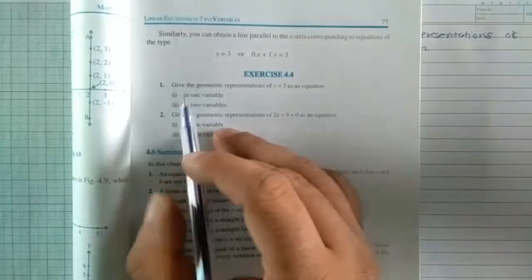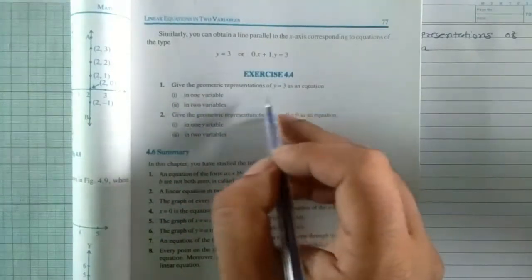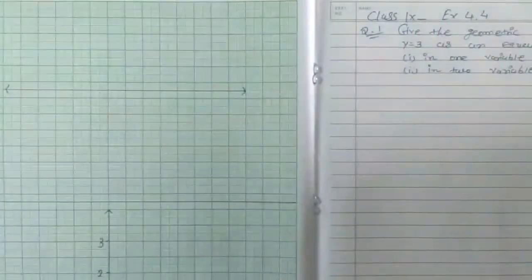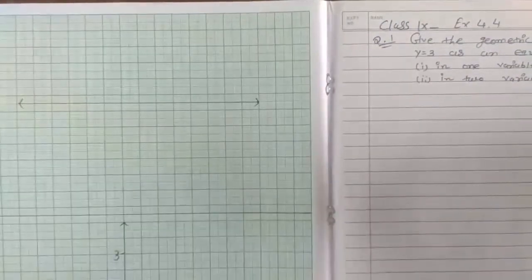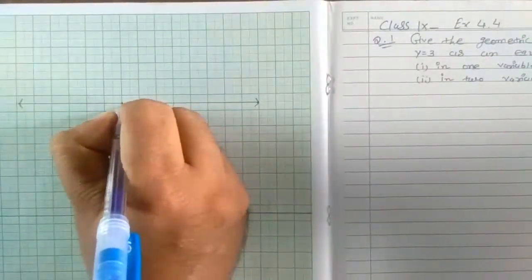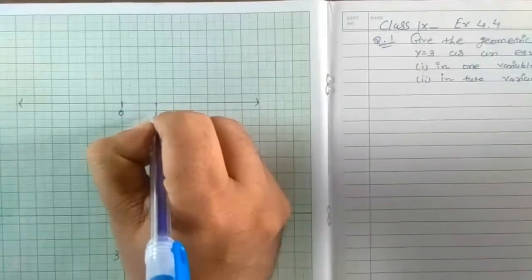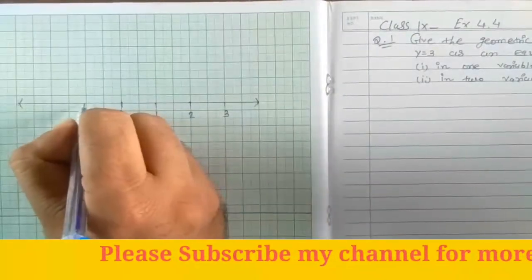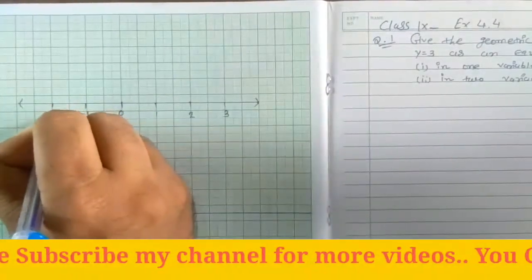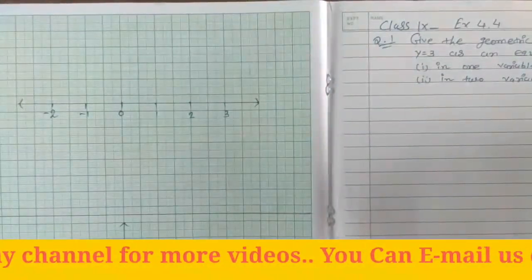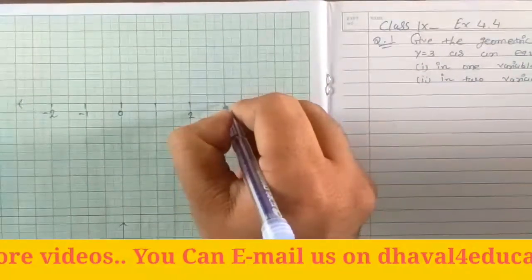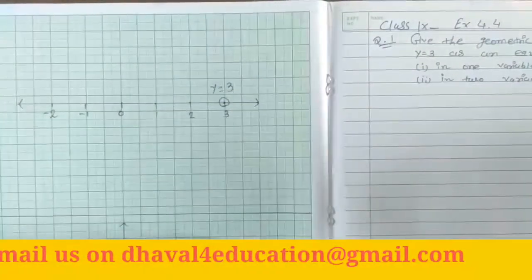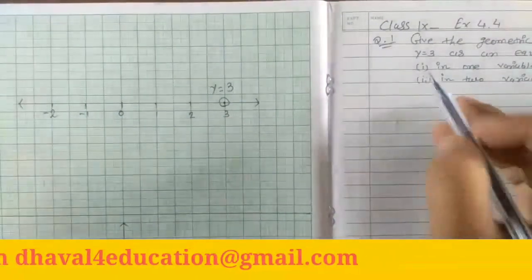So we know that if y equal to 3, then we can represent it on our graph like here. We can write 0, 1, 2, 3. Similarly, -1 and -2. So if y equal to 3, then we can draw this one as our y equal to 3. So this is the first solution of our first part.